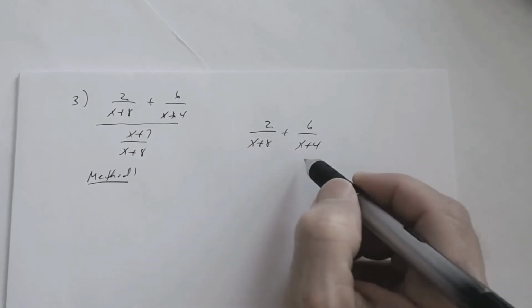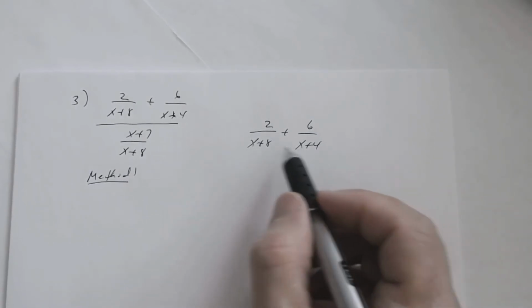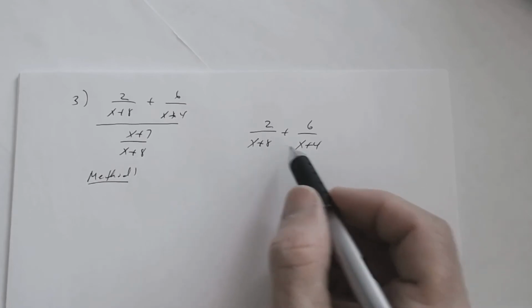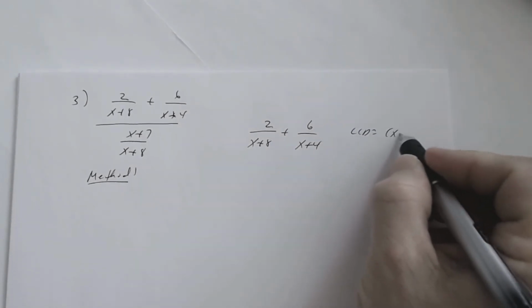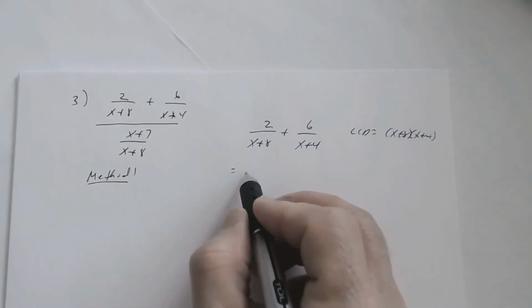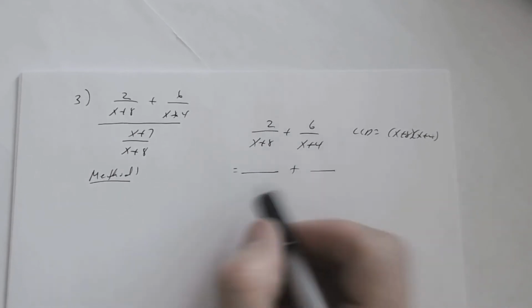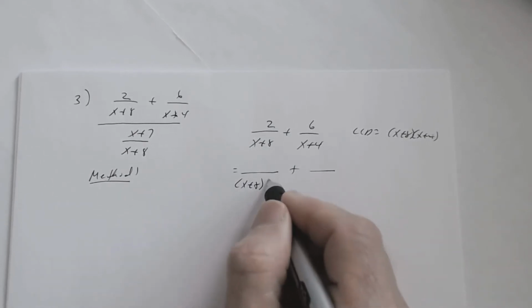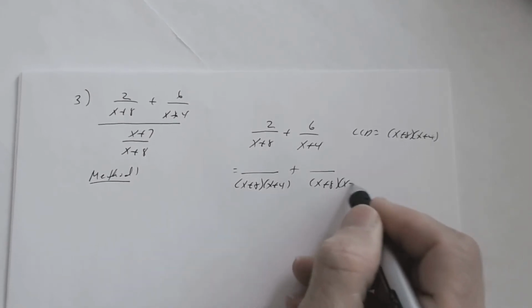Then you find the LCD. If you notice, these two denominators are already factored. Well, they can't be factored any further. So the LCD is going to be x plus 8 times x plus 4. I'm going to write two fractions with that denominator: x plus 8, x plus 4, x plus 8, x plus 4.